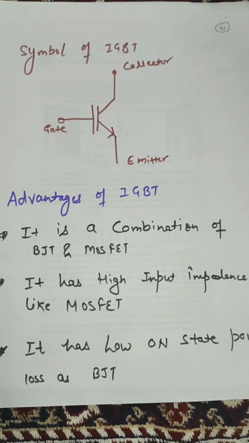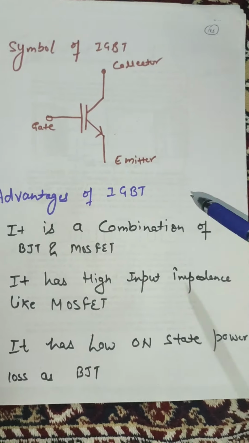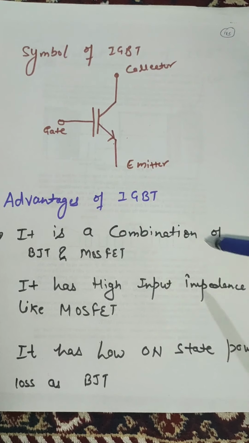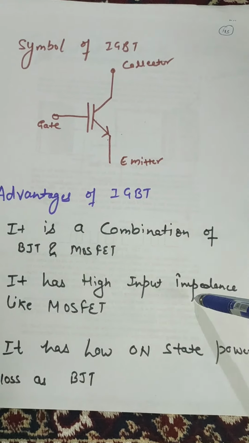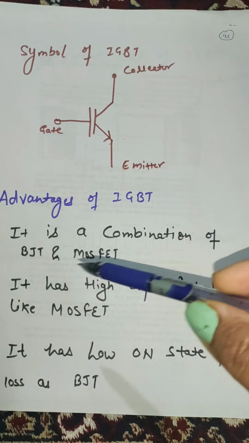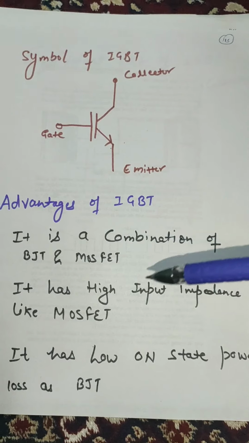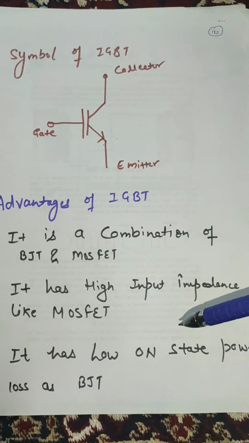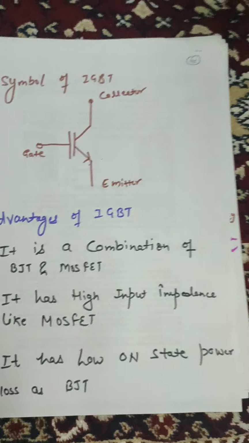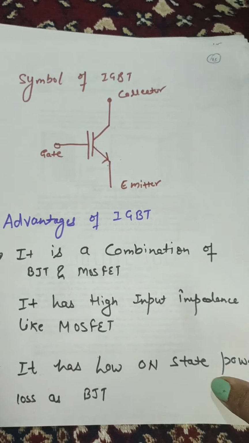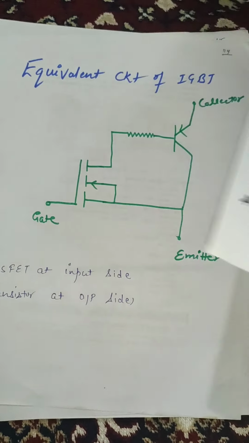Now the advantage of IGBT. What is the advantage of IGBT? It is basically a combination of BJT and MOSFET. MOSFET is metal oxide semiconductor field effect transistor, and the other is the bipolar transistor. So it has high input impedance like a MOSFET and low on-state power loss like a BJT. So it has the advantages of both MOSFET and BJT.